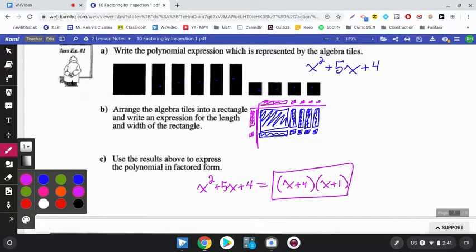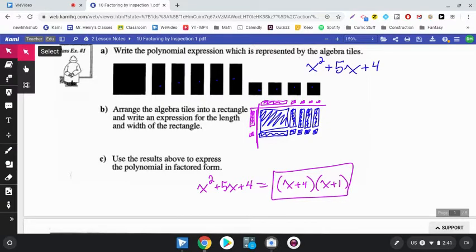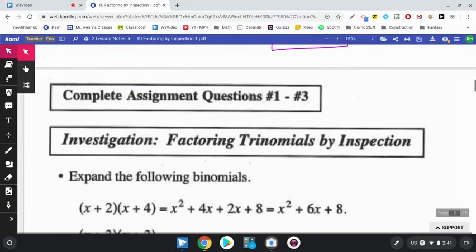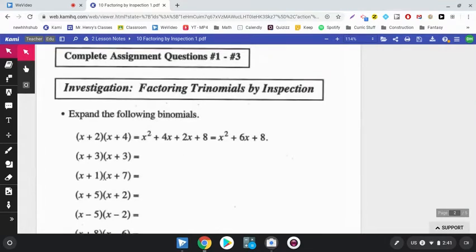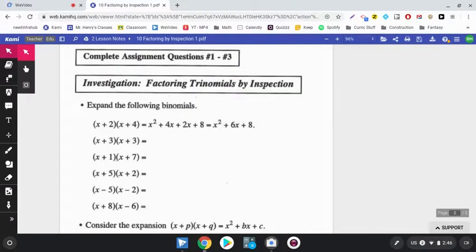Okay, so let's go. We're going to skip class example number 2, and we're going to jump to the bottom of the page on the next page. And this is where we will pick up and go from there. And we're now going to take a look at how can I factor without the tiles. And this is how we're going to factor 99% of the time. We really only look at the tiles to kind of explore the idea and introduce the idea, but now this is how we're going to factor.